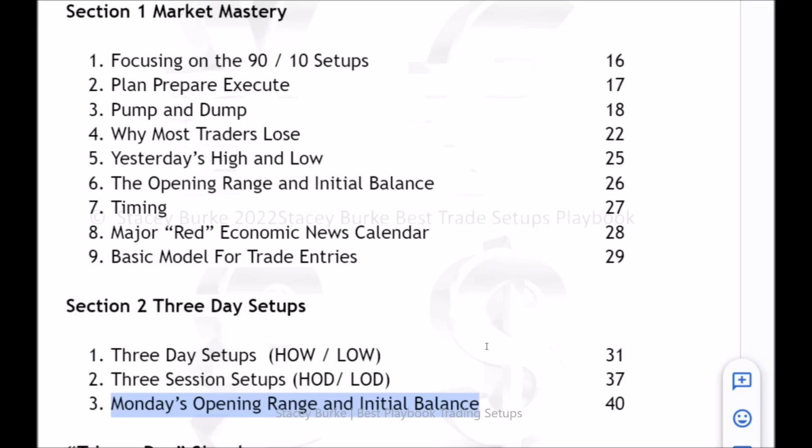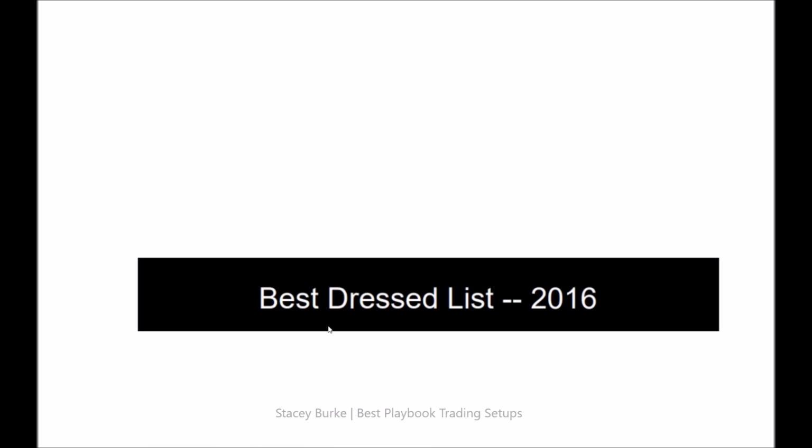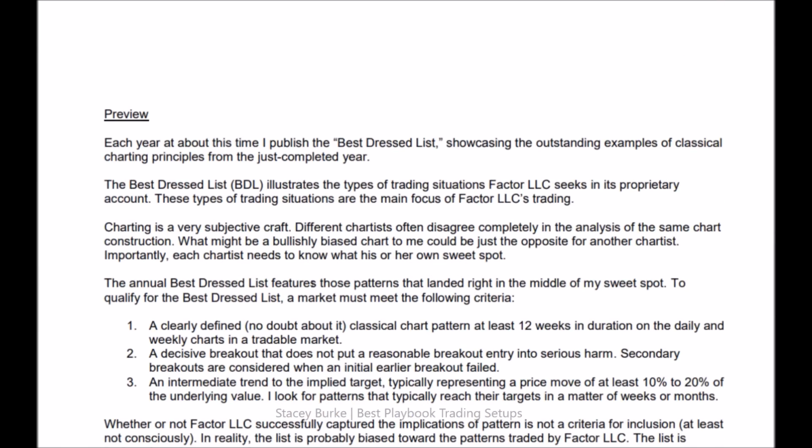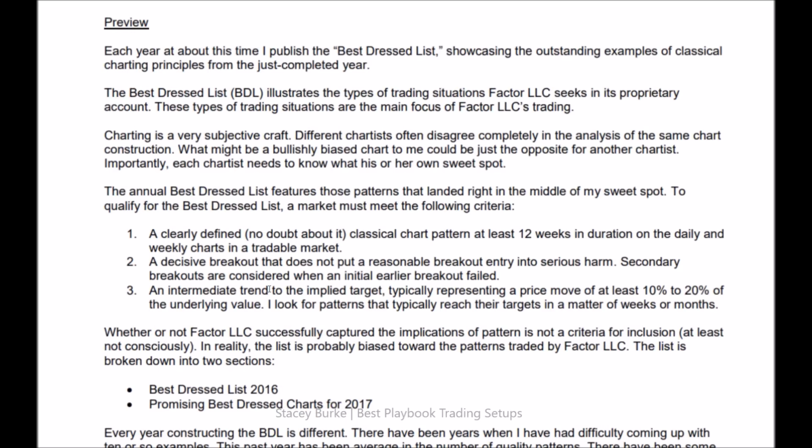Now, I talk about Peter Brandt. Peter has had a huge impact on me. He puts out a list every year, a best dressed list, and he puts his criteria of what he looks for or what he considers to be his best dressed trade list. A clearly defined, no doubt about it, classical chart pattern of at least 12 weeks in duration. Now, Peter trades longer time frames, daily, weekly charts in a tradable market.